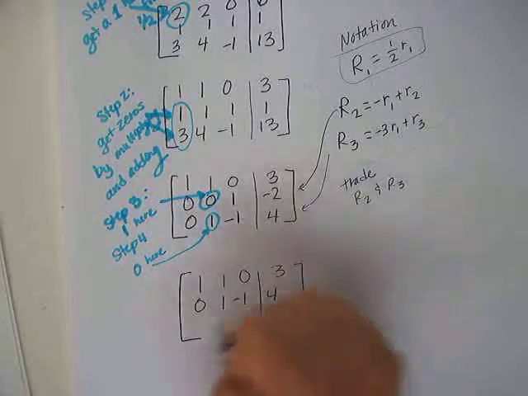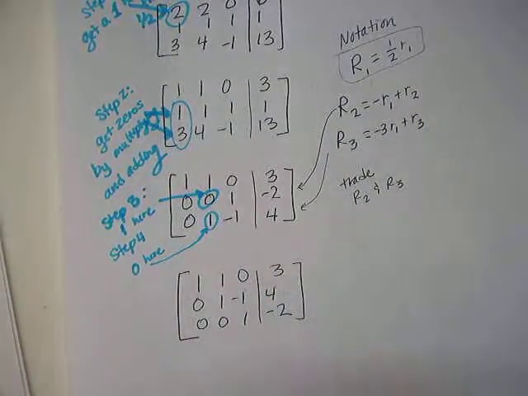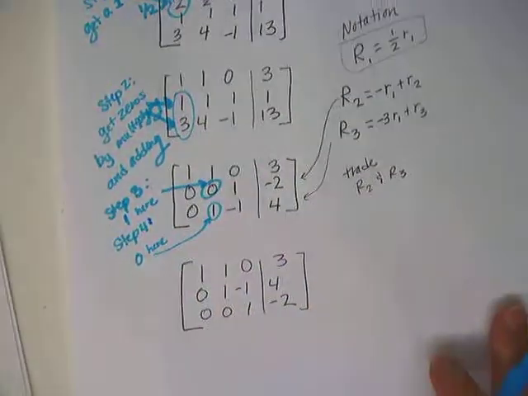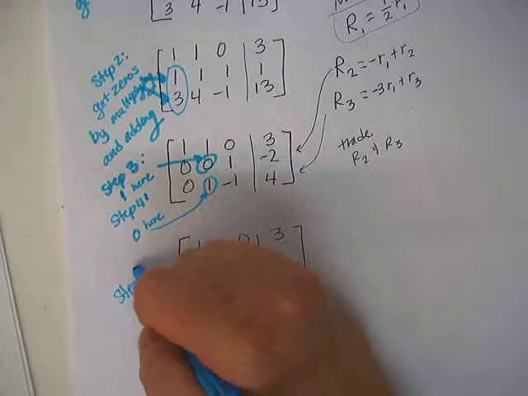Okay, so that's the next thing I'm going to write down. So 1, 1, 0, 3, and you trade the entire row. 0, 1, negative 1, 4, and 0, 0, 1, negative 2.